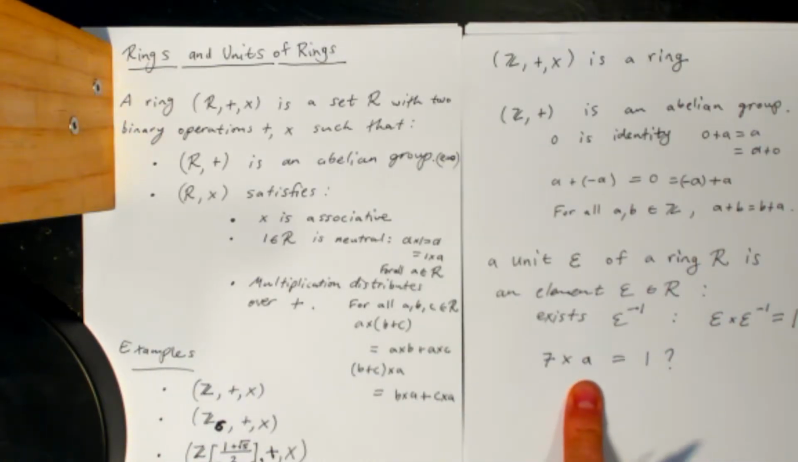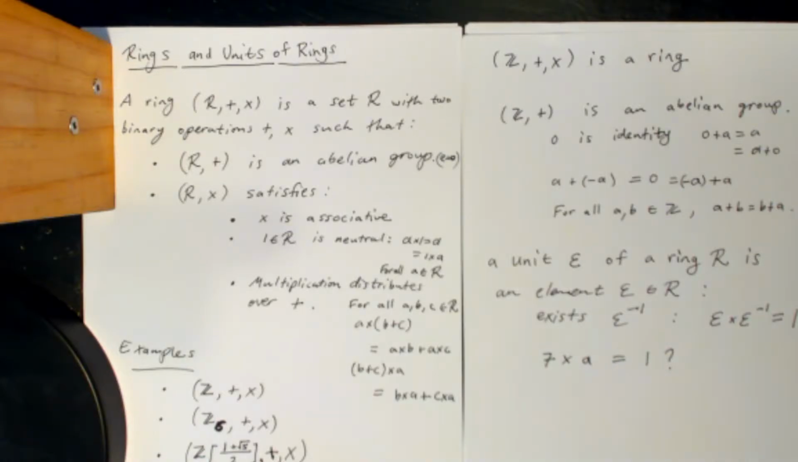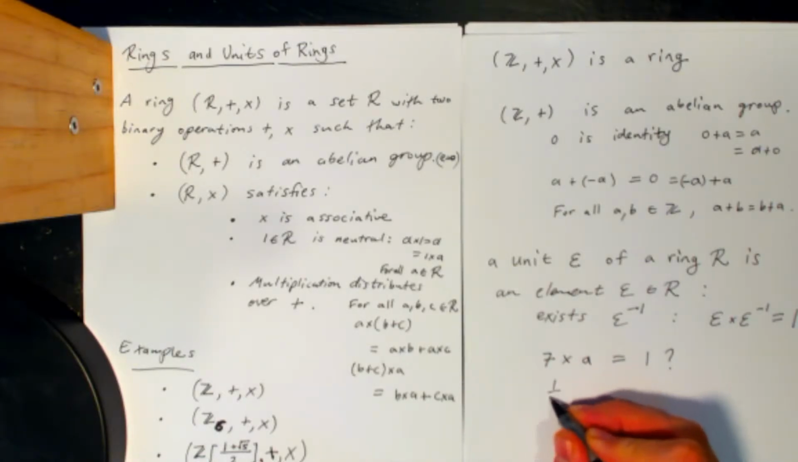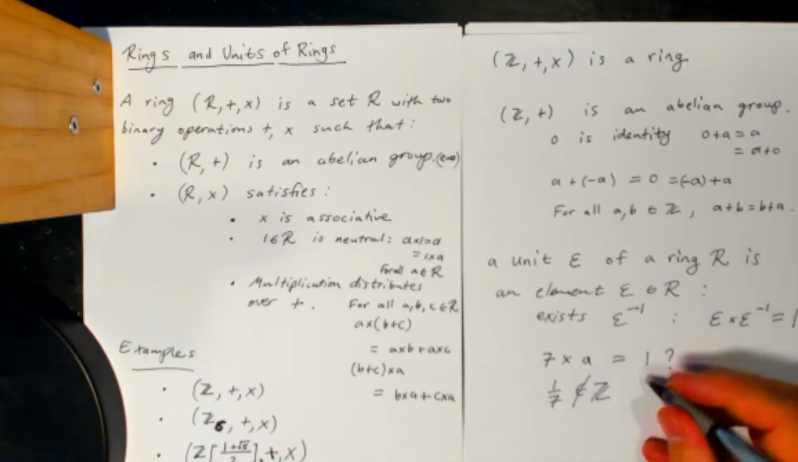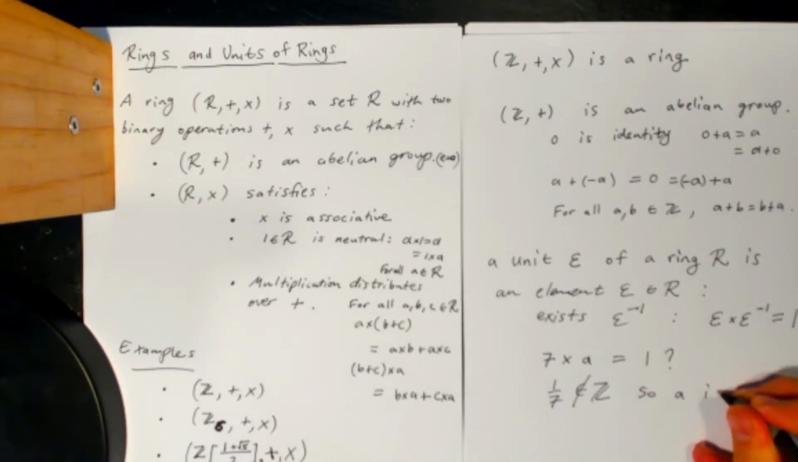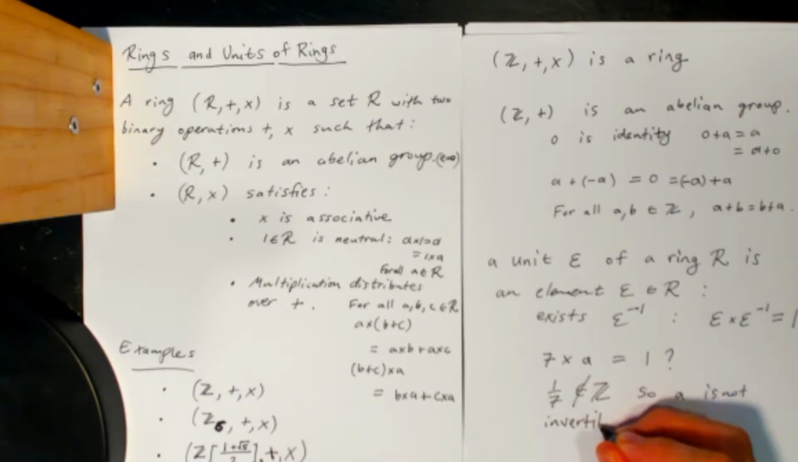Well, not in the integers, right? So if that's the case, then we would have a is 1/7, but 1/7 is not an element of the integers. So 7 is not invertible. Okay, so this is an important concept because we're going to study fields after this. And if you understand the units, then you'll have a better understanding of fields.